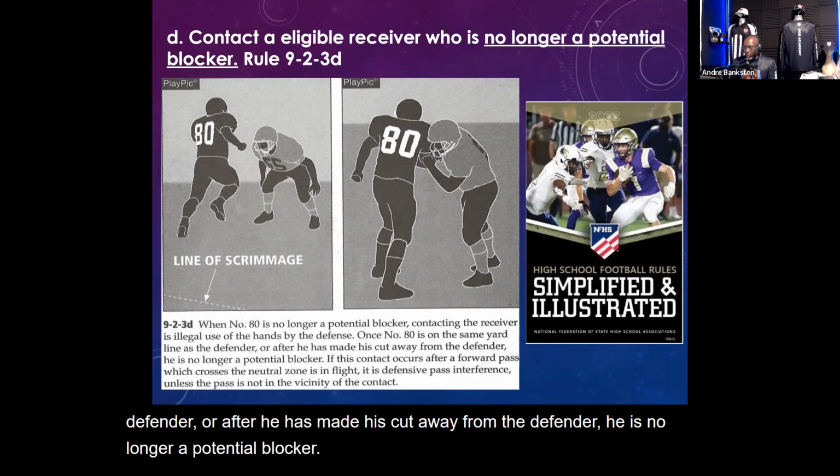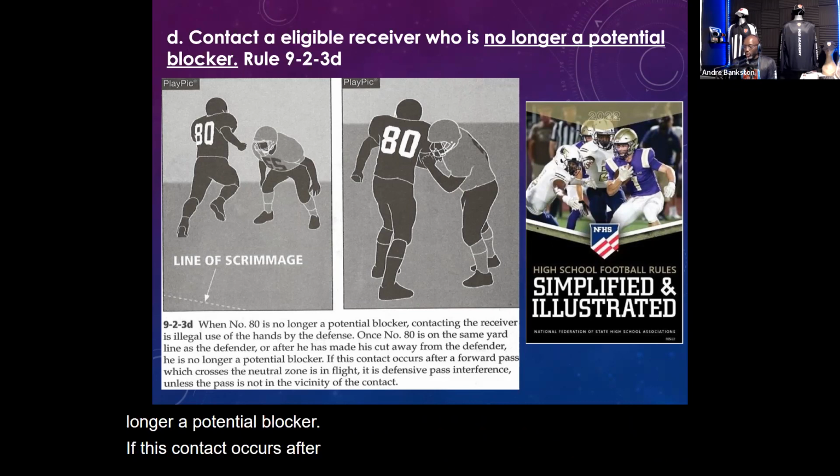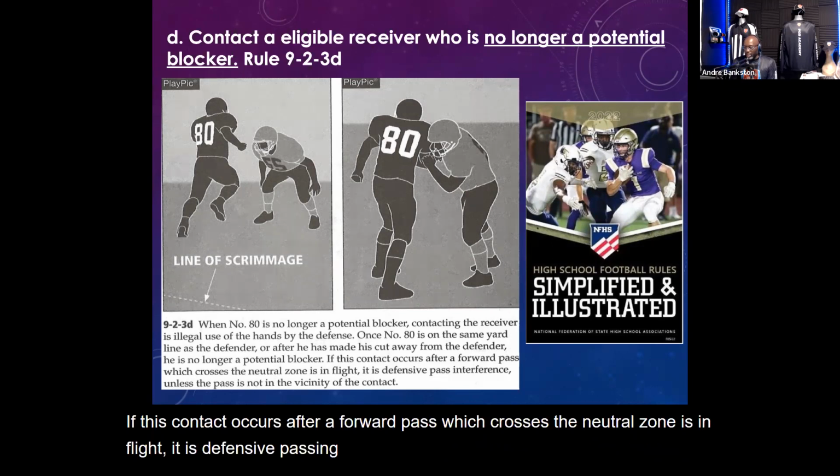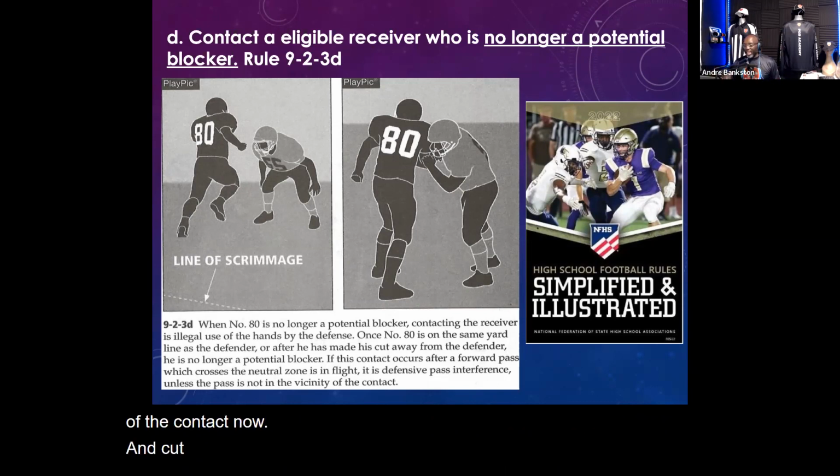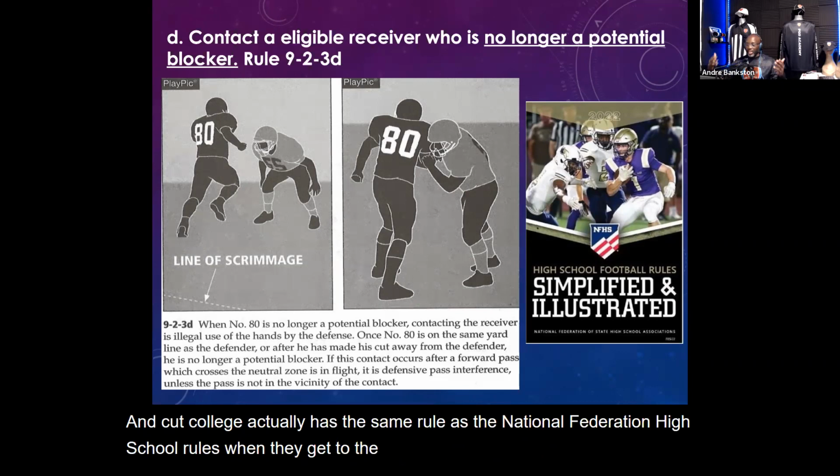If this contact occurs after a forward pass which crosses the neutral zone is in flight, it is defensive pass interference unless the pass is not in the vicinity of the contact. Now, college actually has the same rule as the National Federation of High School Rules when they get to this, although we see a lot of contact.